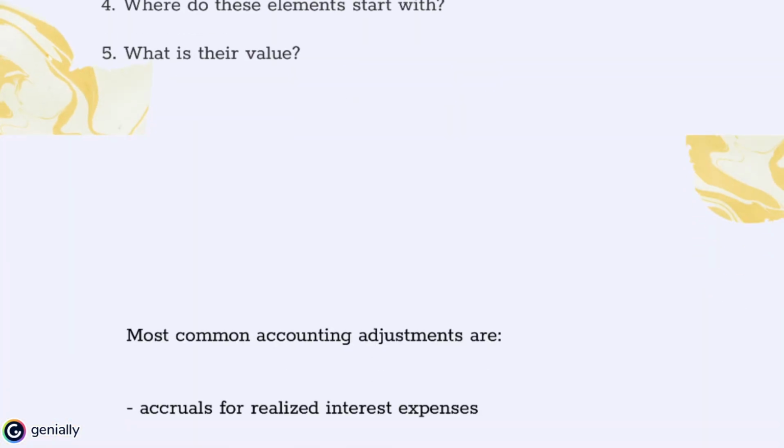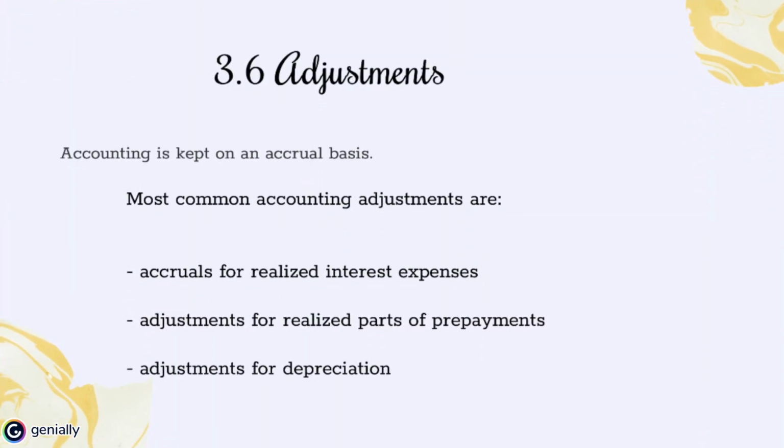Accounting is kept on an accrual basis, which means revenues and expenses are recorded in the periods in which they are realized and not in periods in which actual cash flows occur. The most common accounting adjustments are accruals for realized interest expenses, adjustments for realized parts of prepayments, and adjustments for depreciation.